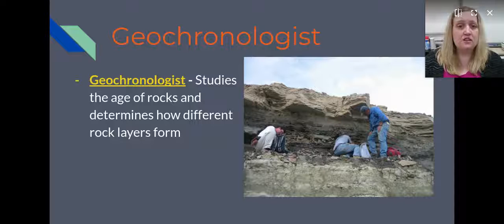A geochronologist is our next one. A geochronologist studies the age of rocks and determines how different rock layers form. So rocks are going to form from sediment. Well, there's different types of rocks. Sedimentary rocks are one of them.